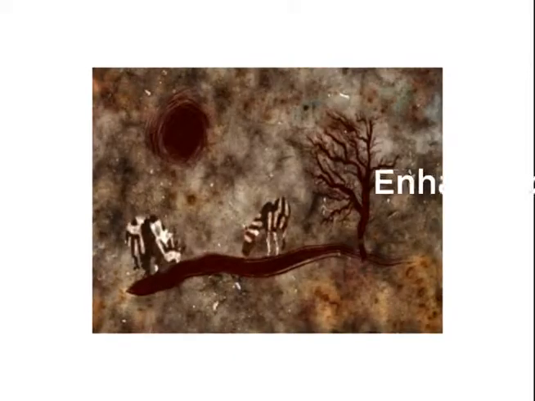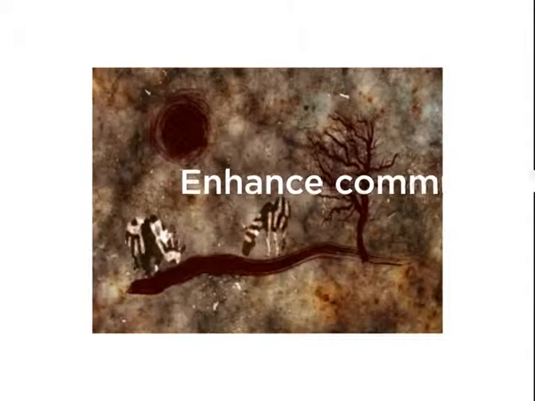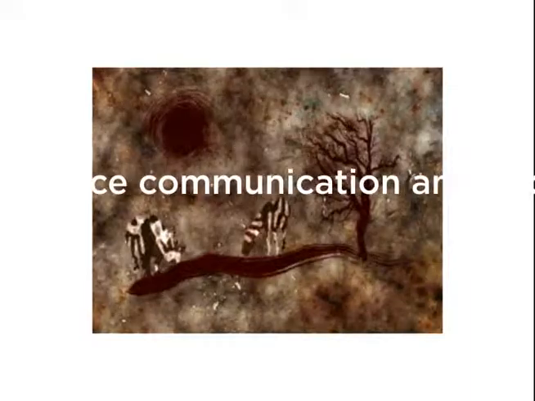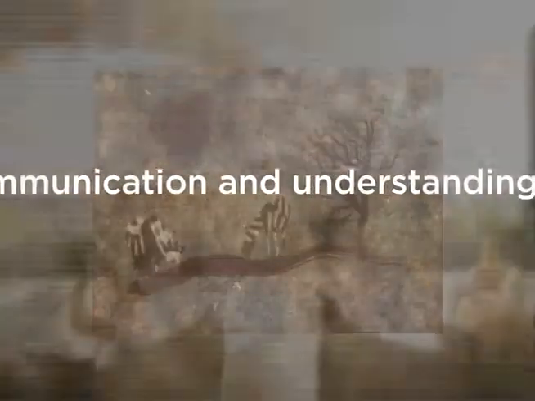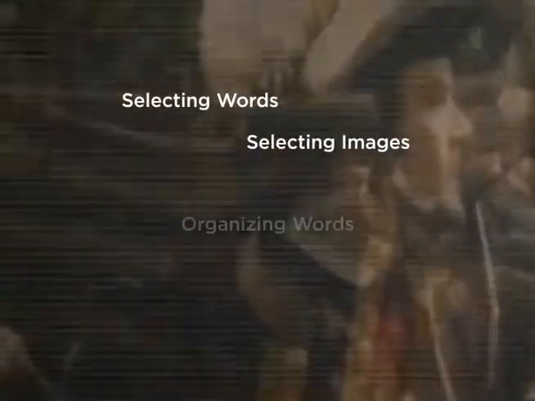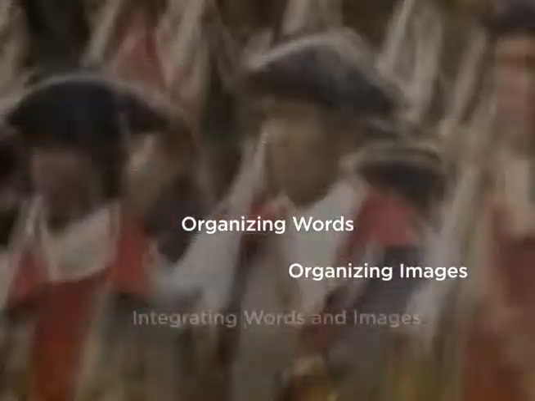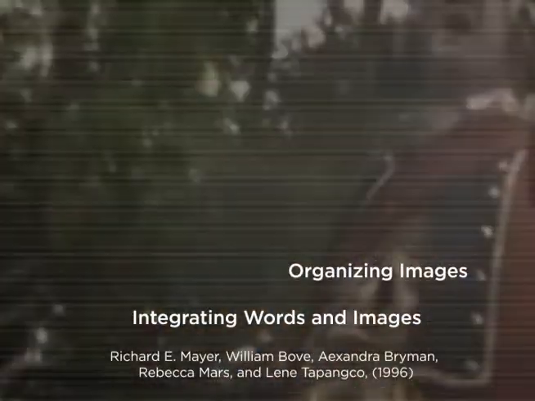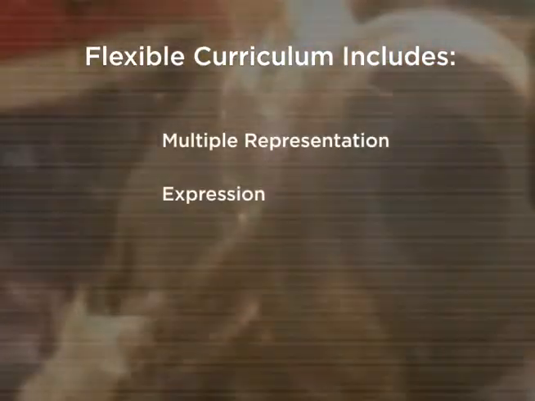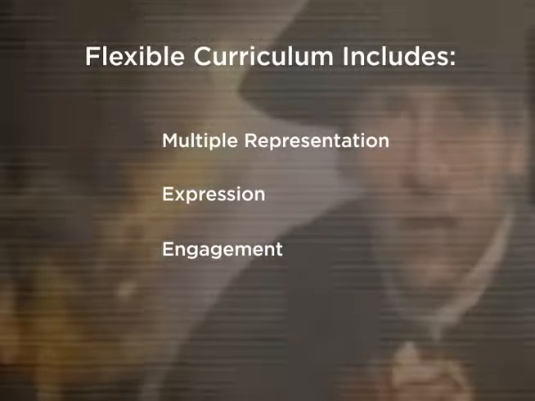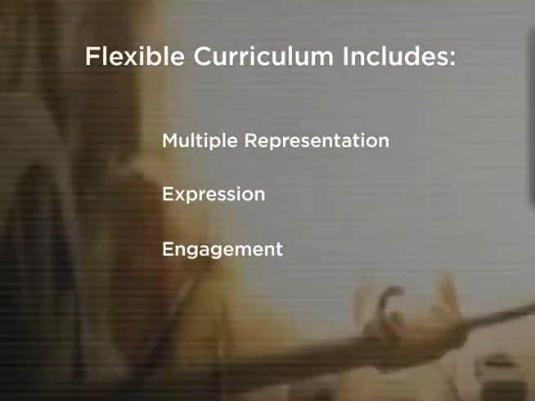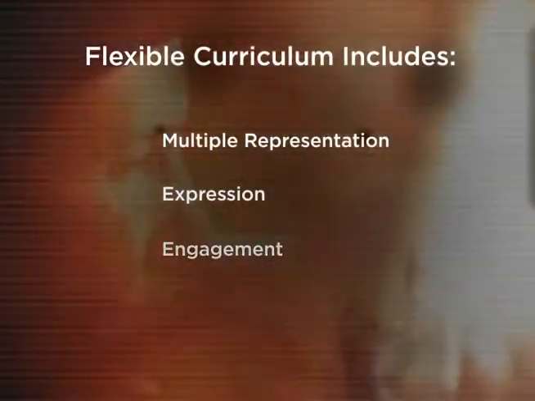In summary, visual literacy includes evaluation or creation of visual representations of content that enhance communication and understanding and engage in meaningful learning through 5 active cognitive processes: selecting words, selecting images, organizing images, and integrating words and images. When applied to teaching practices, research shows that multiple representation, expression, and engagement can enable teachers to plan collaboratively for flexible curriculum that matches up with individual capabilities and functional needs of the students.